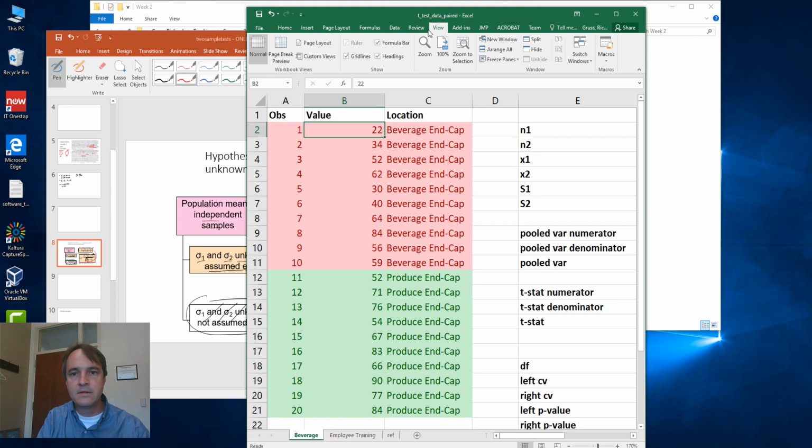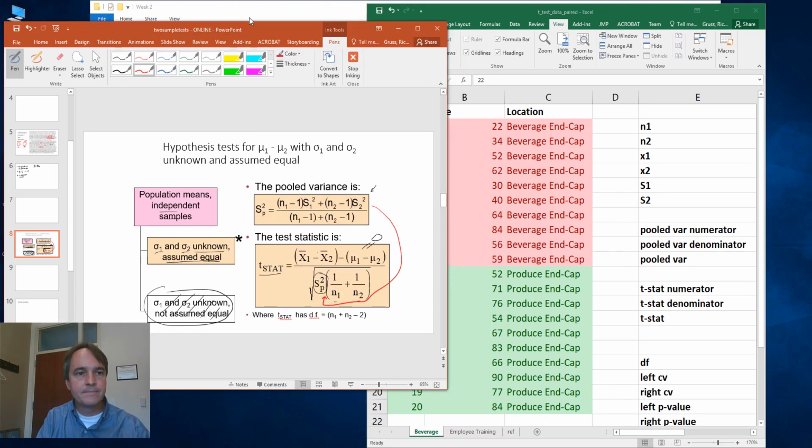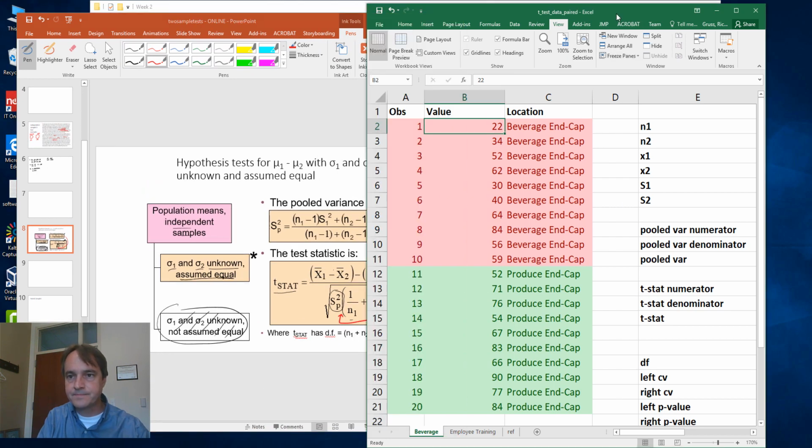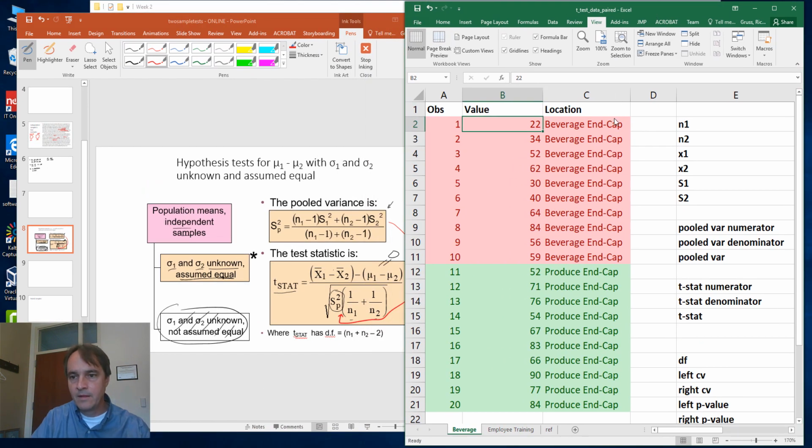Let me see if I can line these up so we can see both of them. Okay, so this is our data. We've got observations 1 through 10, which recorded the sales of the sodas that were on the beverage end cap. And in the green, we've got observations 11 through 20, which are on the produce end cap. So these are our two different populations.